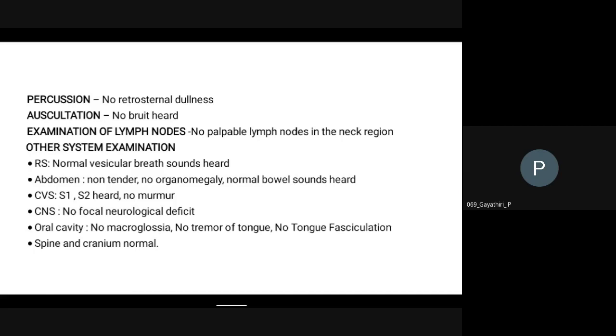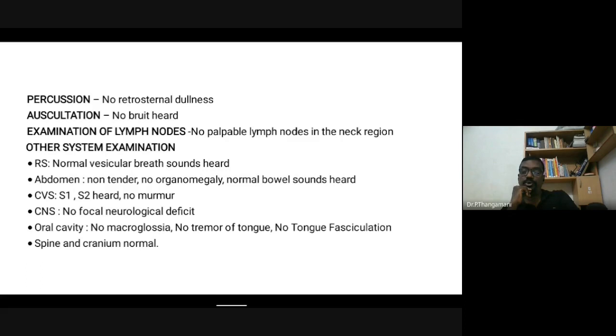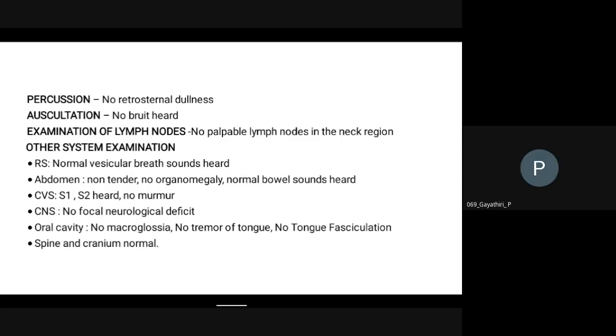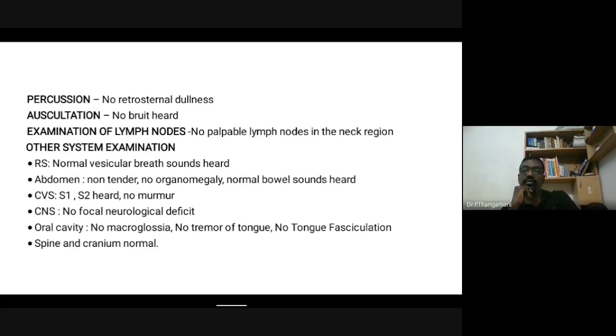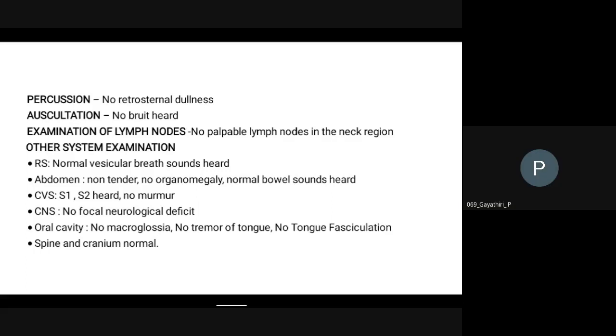Mostly in the upper pole, the lateral superior pole lobes. We should tell the bruit is well heard over the superior pole. Why? Superior pole. Sir, the superior thyroid artery.